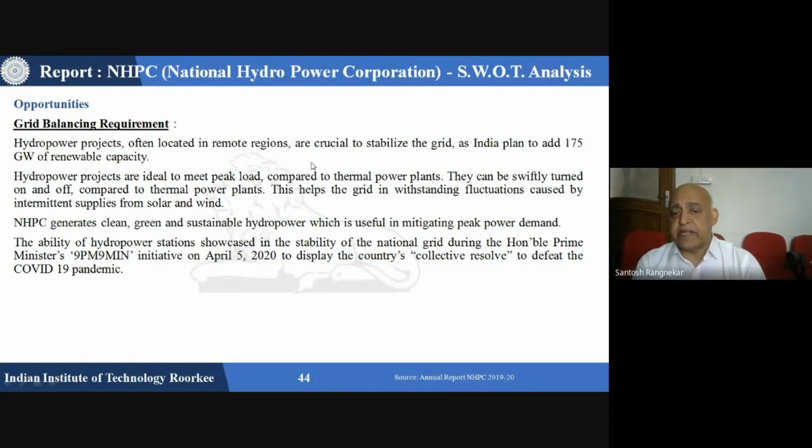Hydropower projects are ideal to meet the peak load compared to thermal power plants. They can be simply turned on and off compared to thermal power plants. This helps the grid in withstanding the fluctuations caused by the intermittent supplies from solar and wind. NHPC generates clean, green and sustainable hydropower, which is useful in mitigating the peak power demand. The ability of hydropower stations was showcased in the stability of the national grid during the Honorable Prime Minister's 9 p.m., 9 minute initiative on April 5, 2020 to display the country's collective resolve to defeat the COVID-19 pandemic.